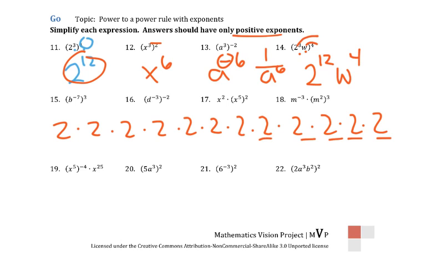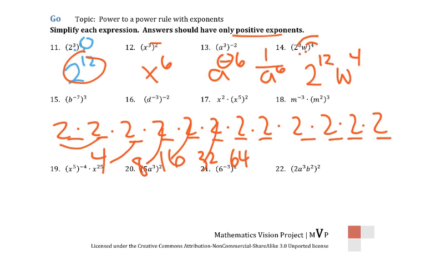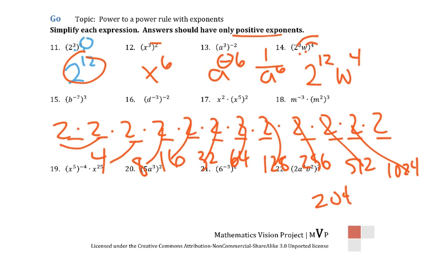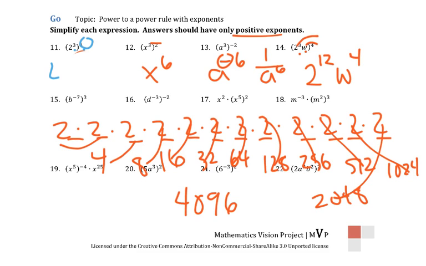1, 2, 3, 4, 5, 6, 7, 8, 9, 10, 11, 12. So 4, 8, 16, 32, 64, 128, 256, 512, 1024, 2048, so that'd be 4096. So I guess we really should call that one 4096. We'd call this one 4096 w to the 4th.